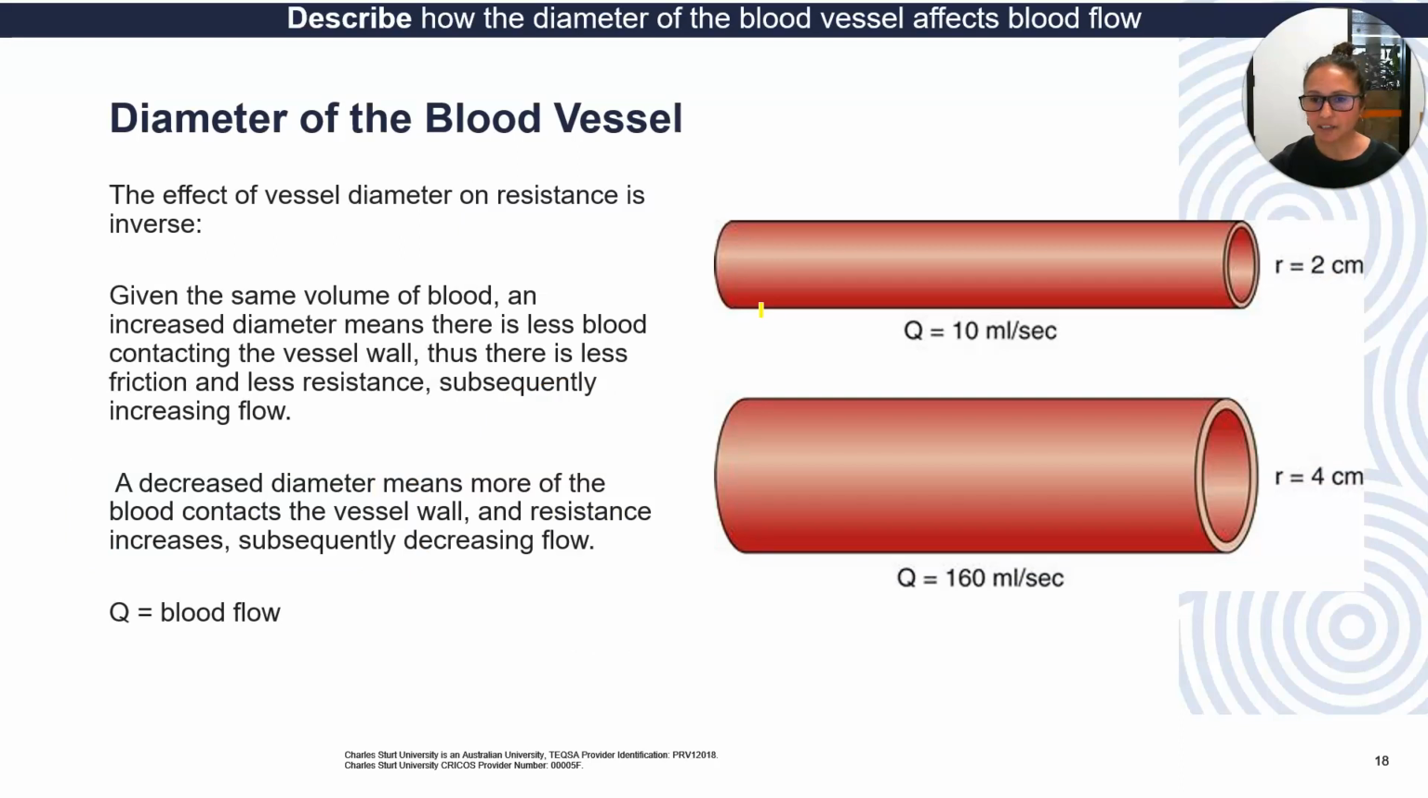Let's have a look at the diameter of the blood vessel. Now let's have a bit of a think about this. If my blood vessel is really wide, it's going to increase my flow. So increased diameter equals increased flow. Okay? Just have a bit of a think about the diameter of the blood vessel. Increasing in diameter equals more blood flow.